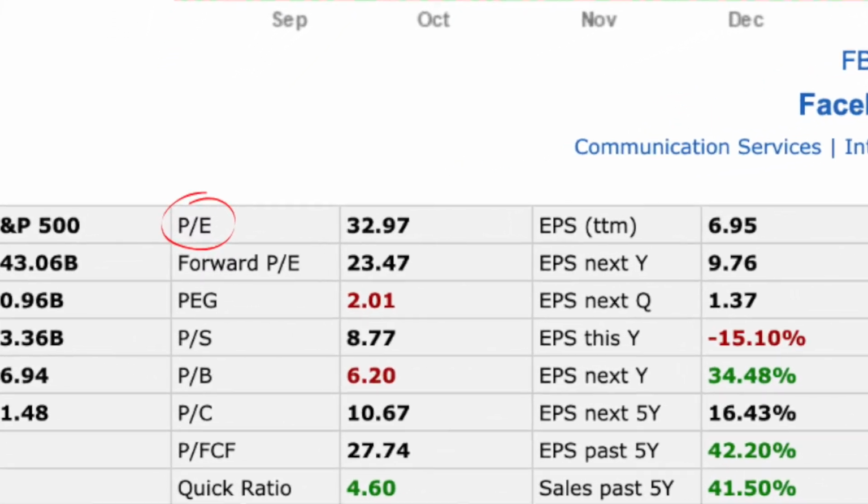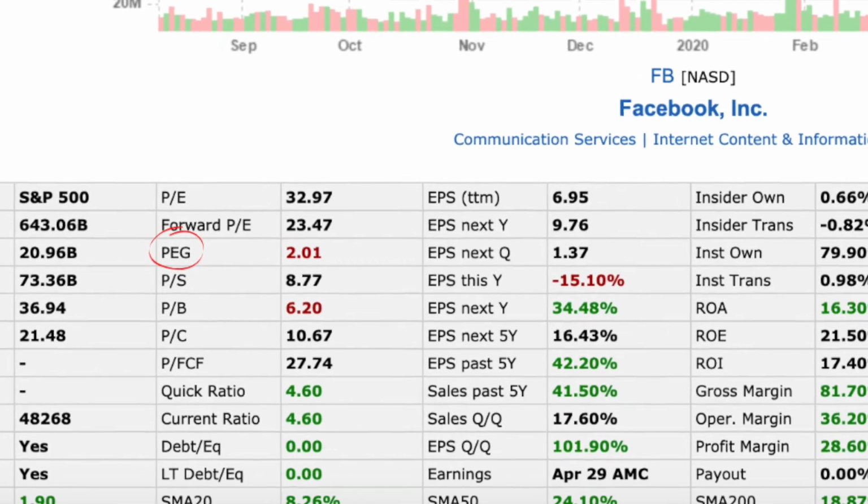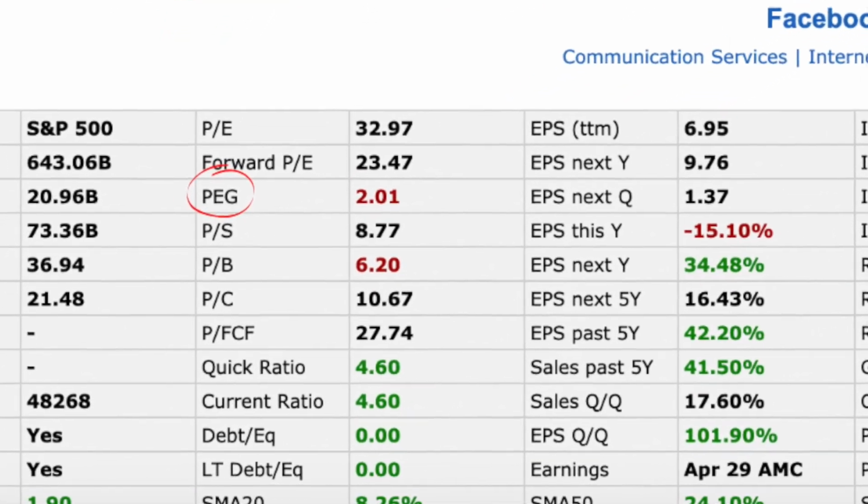In Facebook's case, Facebook has a PE ratio around 33 times and also has a growth rate around 16.5%. And when you do 33 divided by 16.5, you're left with a PEG ratio of around 2, which is not too bad. After the PEG ratio, we have the price to sales ratio.